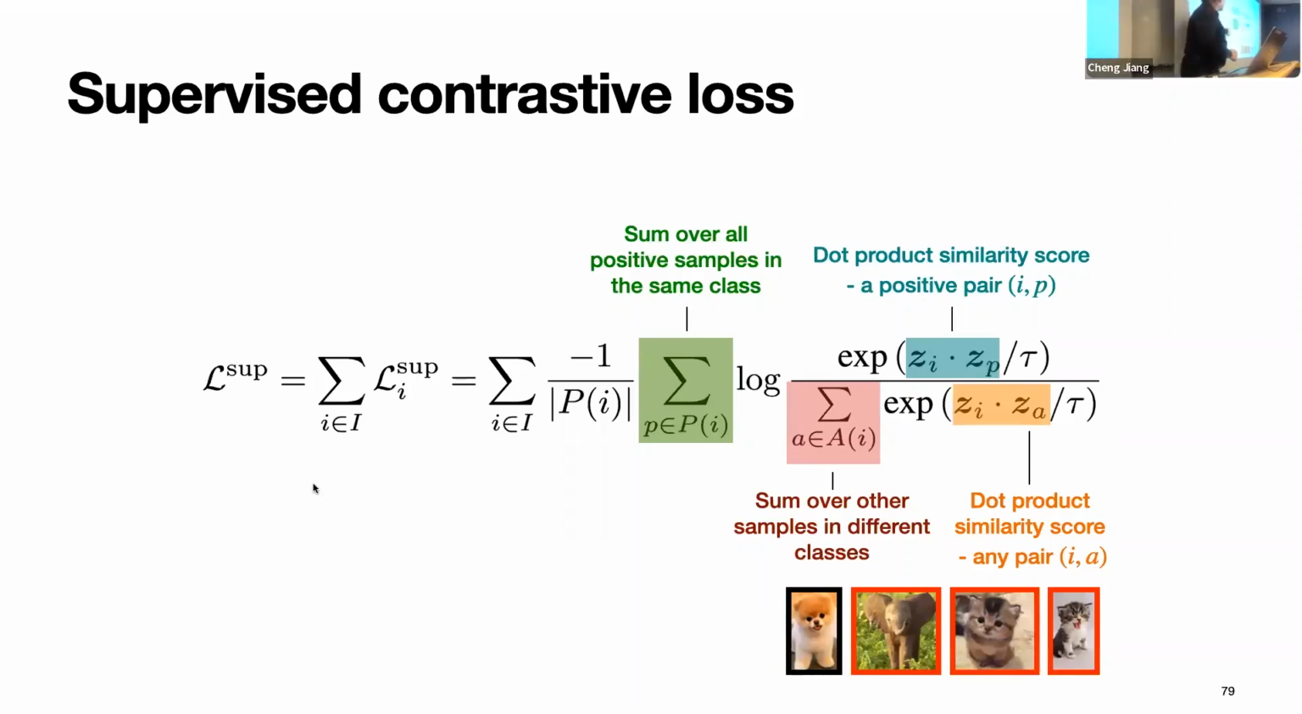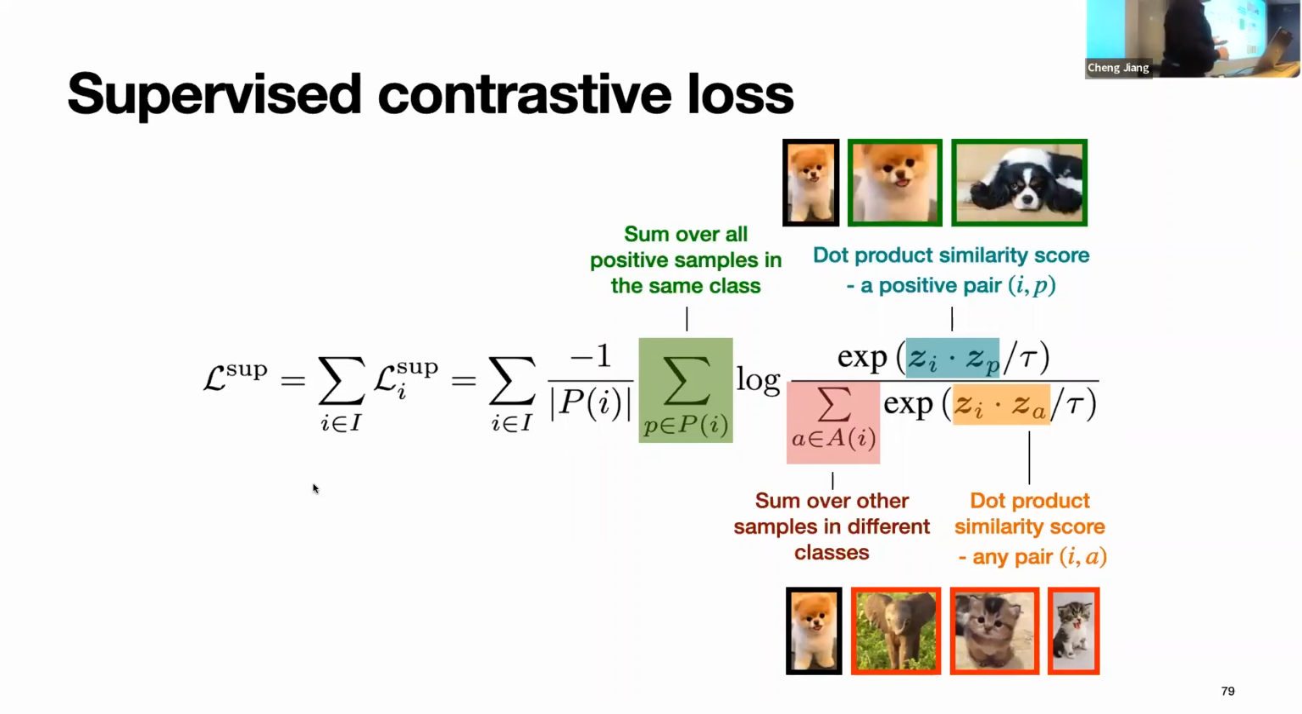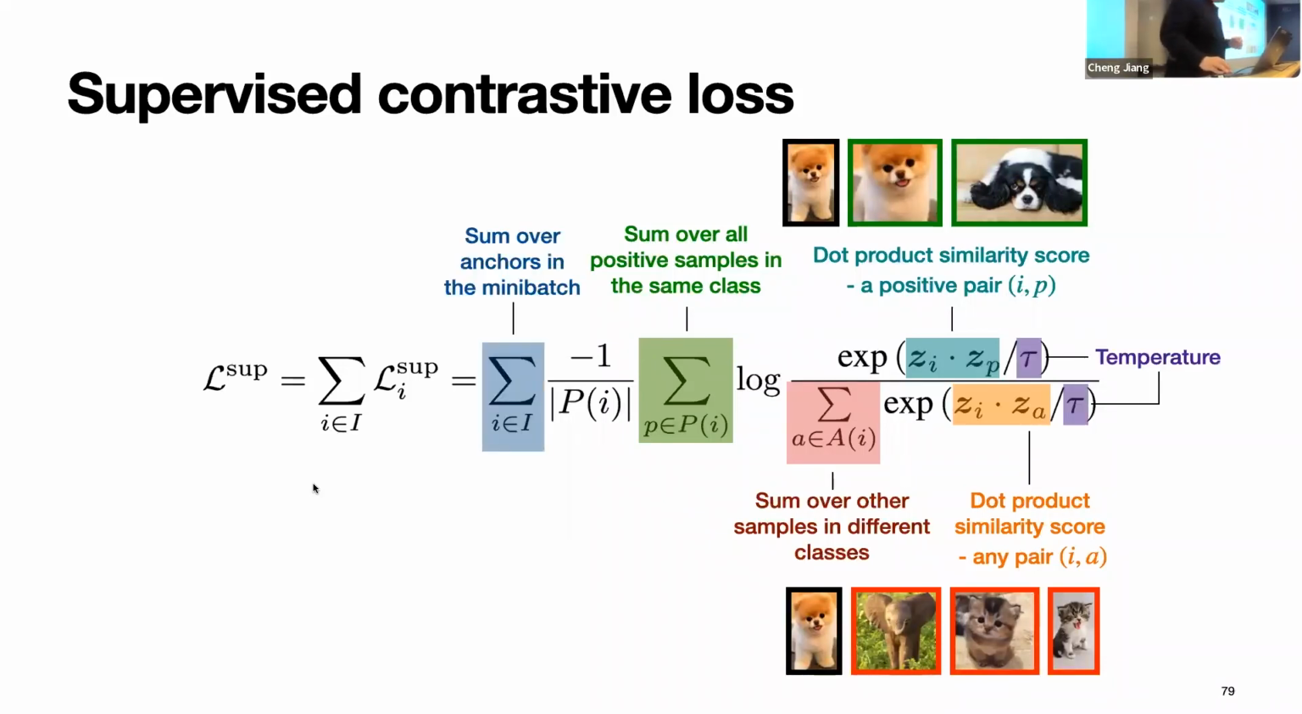In the numerator, we're summing over all the positive samples. These positive samples are acquired based on the labels of the images, so we know that these are images of dogs and they should be similar. And like before, we are summing over all the anchors in the mini batch, and we still have our temperature parameter here as a hyperparameter.